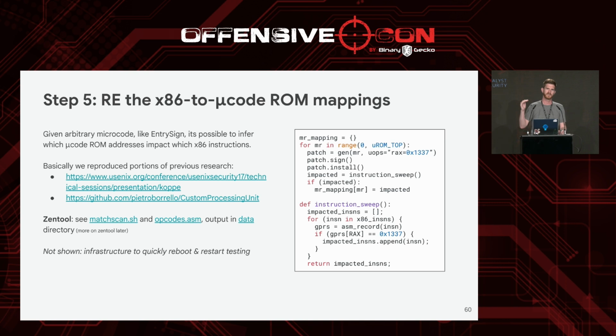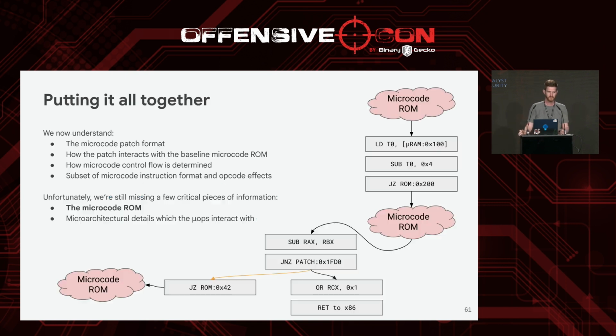The idea is that you sweep over all the different possible ROM addresses and build a patch that sets a canary value, something like RAX equals 1337. Then you sign and install that patch, and you go over every single x86 instruction with some instrumentation and see, do we see that canary value? If so, you know there's a relationship between that ROM address and that x86 instruction. We have examples of how we did this, and some example output. This is how Zentool knows where RDRAND lives.